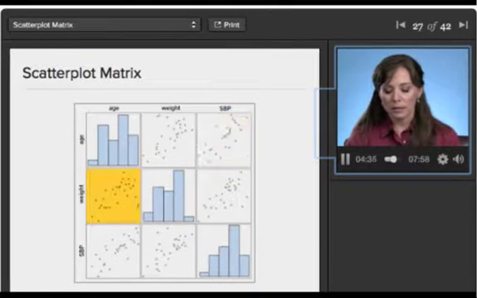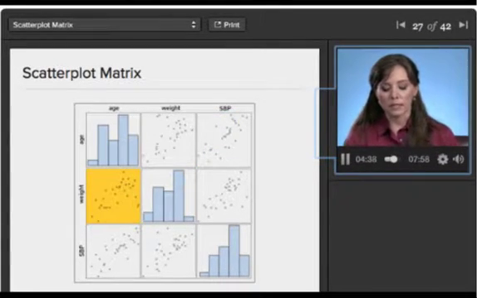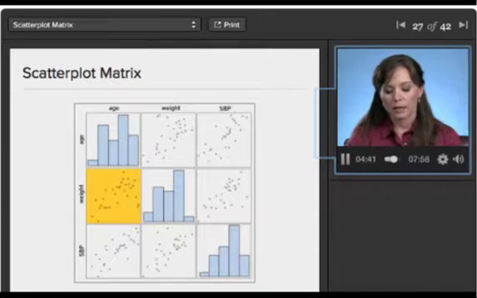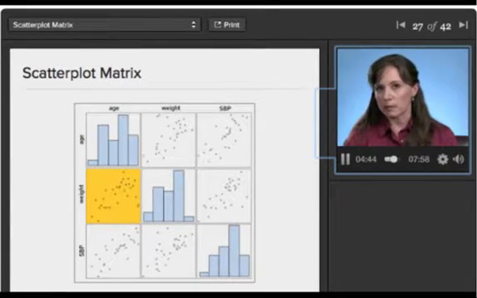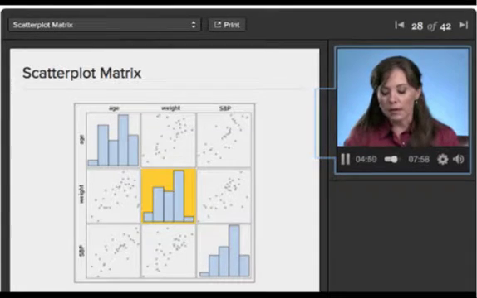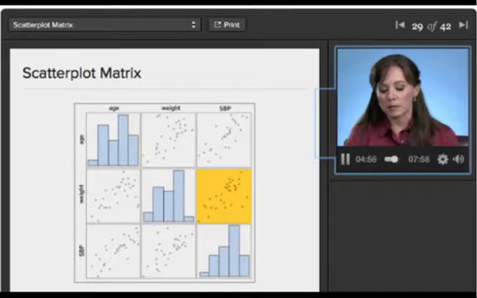Going down to the next row, we have weight on the vertical axis and age on the horizontal axis. Again, we can see that there's a positive relationship between these two. The histogram in the middle shows that weight looks pretty much normally distributed. And on the right side of the middle row, we see weight on the vertical axis and systolic blood pressure on the horizontal axis, again indicating a strong linear relationship between weight and systolic blood pressure. So at this point, it looks like age and weight are both good predictors of systolic blood pressure and probably should both be included in the model.